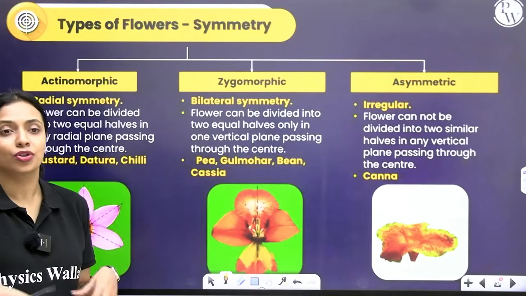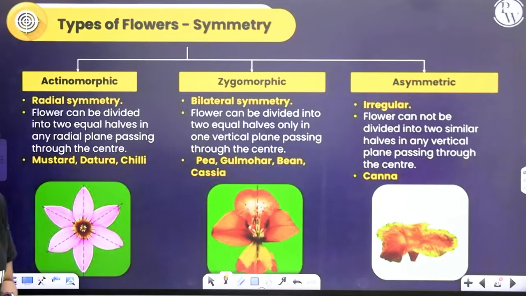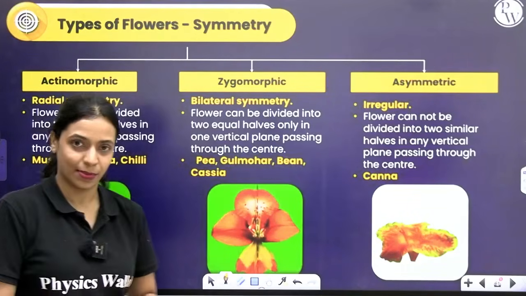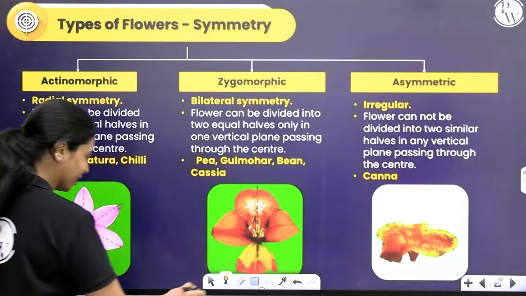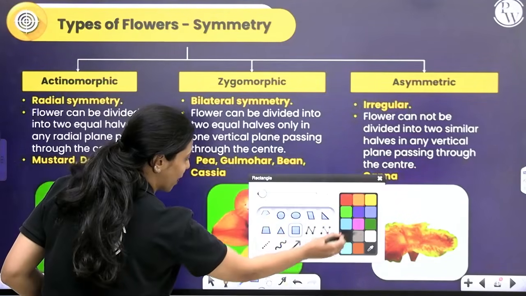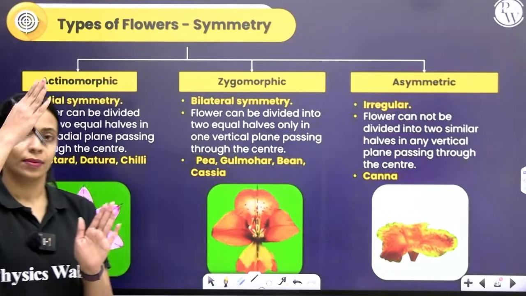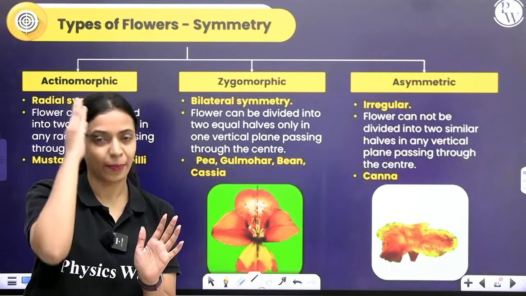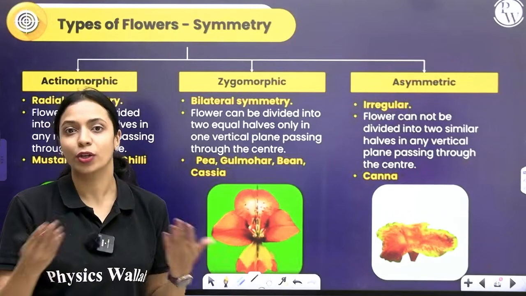If a flower shows radial symmetry, we say that it is actinomorphic. Now, what is radial symmetry? Radial symmetry is when you take any object and try to cut it by passing a plane through the center, and in any plane you cut it, you will get two equal halves.